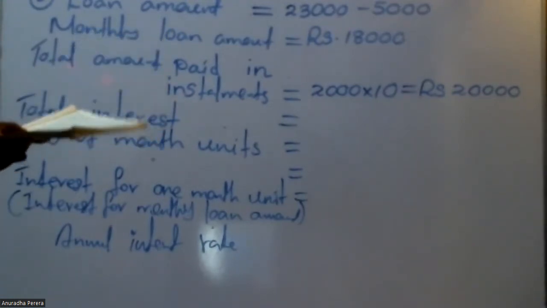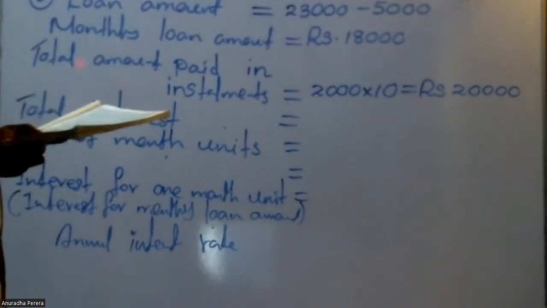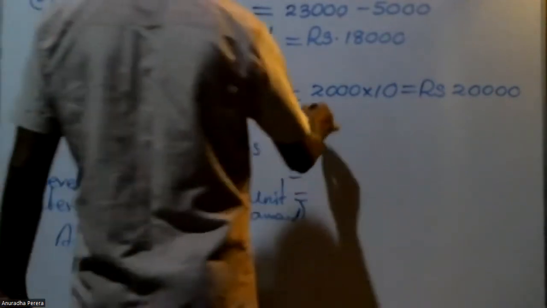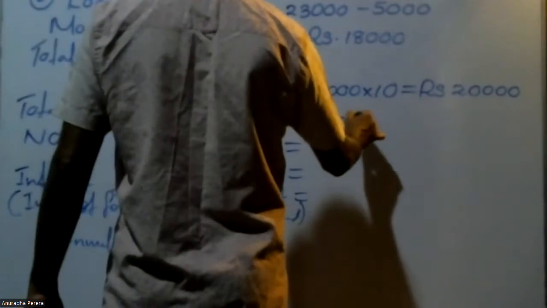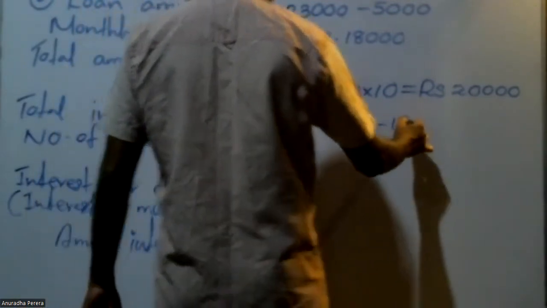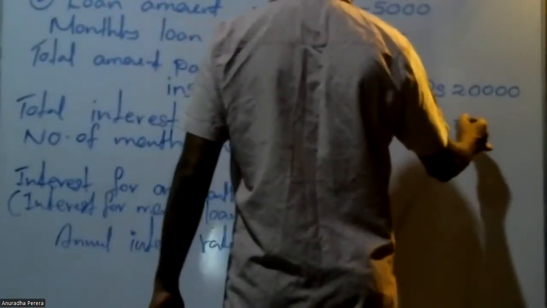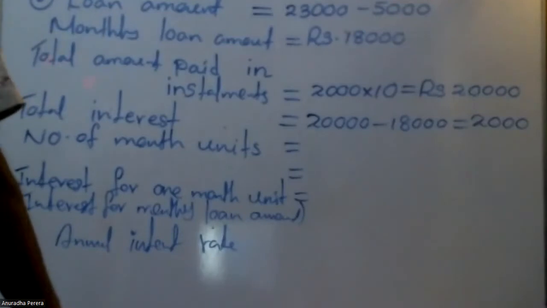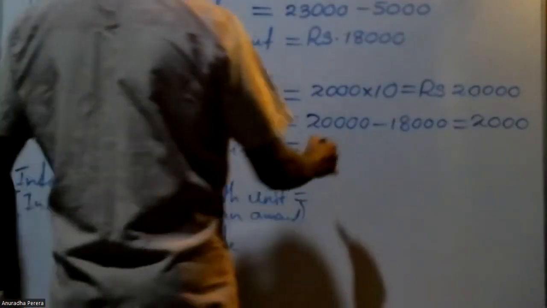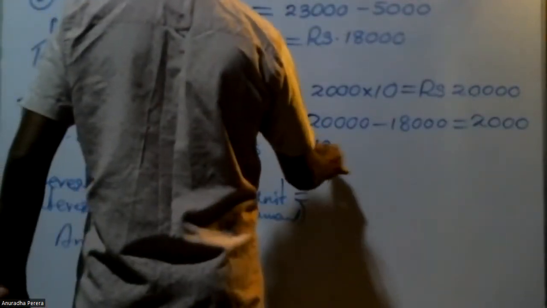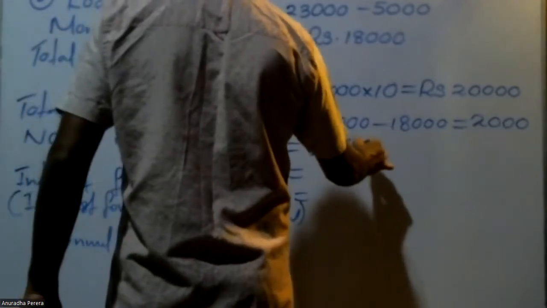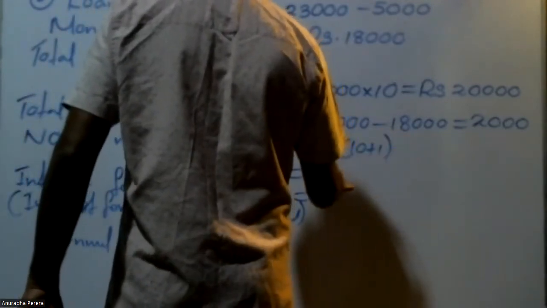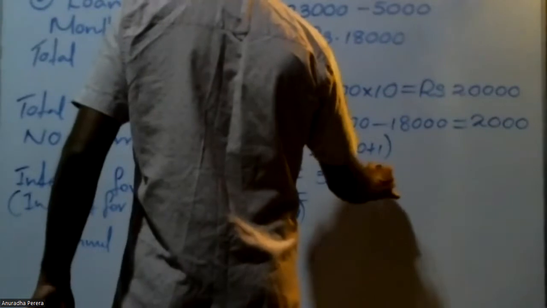Then the total interest can be determined. The loan amount is 18,000. Subtract 18,000 from this one, 20,000, and the interest is 2,000. Right? The number of month units is 10 over 2, 10 plus 1, 5 into 11, 55.